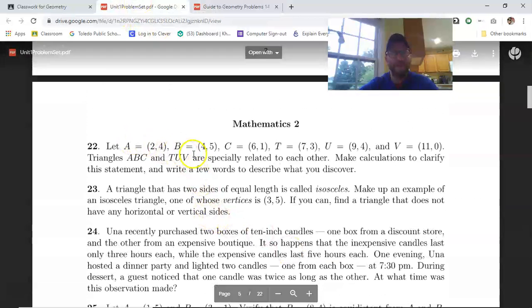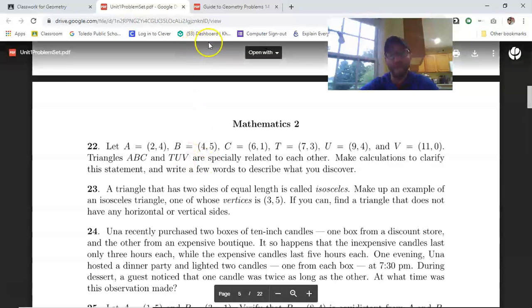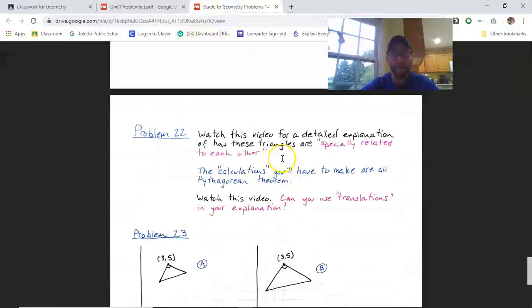Okay, so they want you to plot A, B, C, and T, U, V, and then sketch the triangles, triangles A, B, C, so you connect those 3 points to make a triangle, and T, U, V, connect them to make a triangle, and say how they are specially related to each other. And it says to make calculations to verify that statement. So we'll go down here.